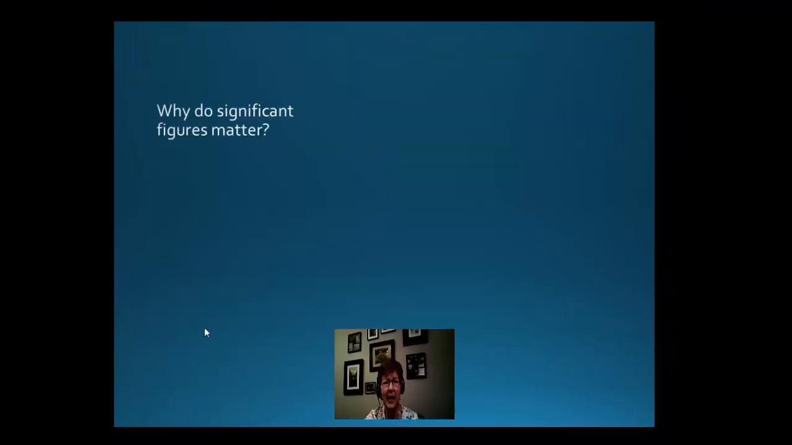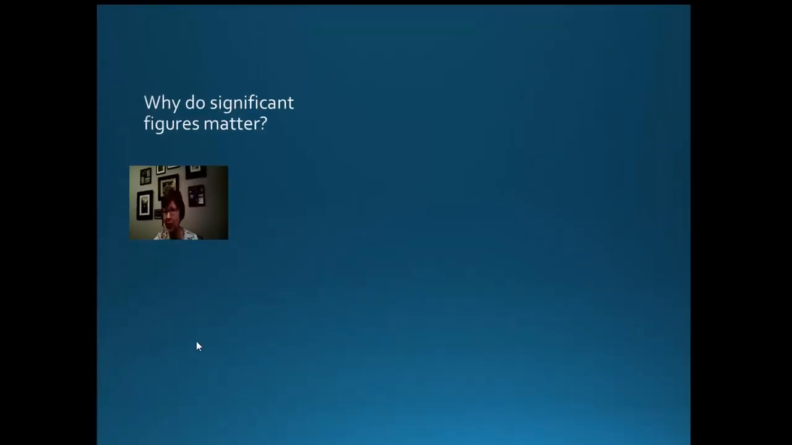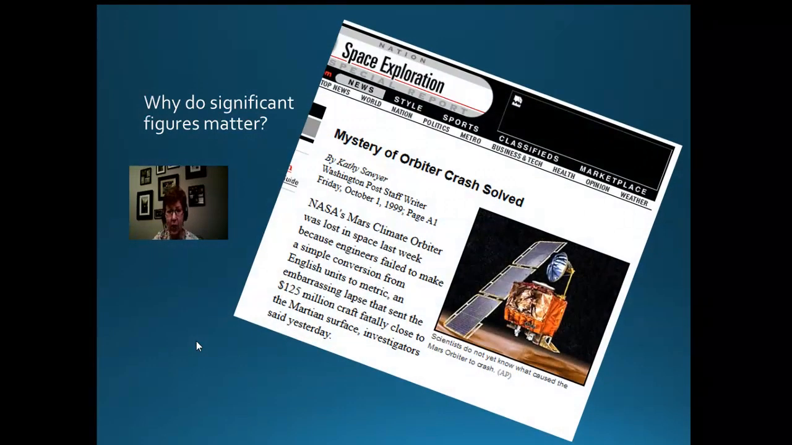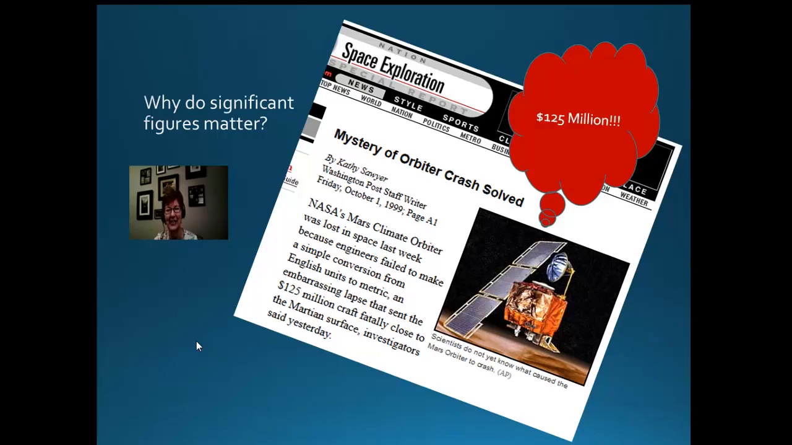Let's take a look at why significant figures matter. We can learn all the rules in the world, but if it doesn't matter, what good is it to know this? Well, let me give you a simple example that was really costly. In 1999, a Mars rover crashed once it got near the Martian atmosphere. Before it could get to the surface, it misfired and crashed into the surface. Guess how much that cost? $125 million.